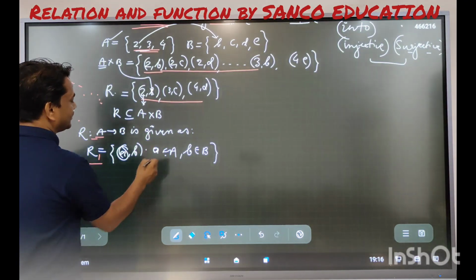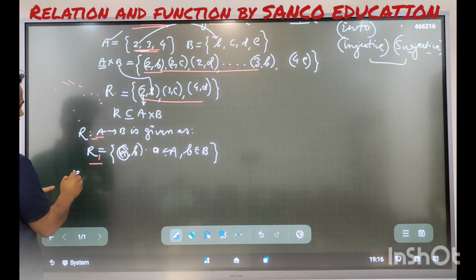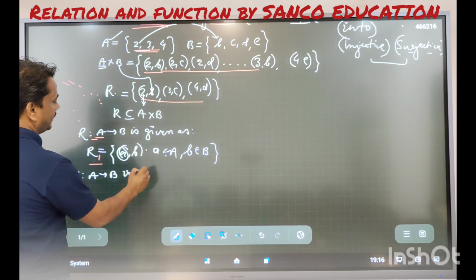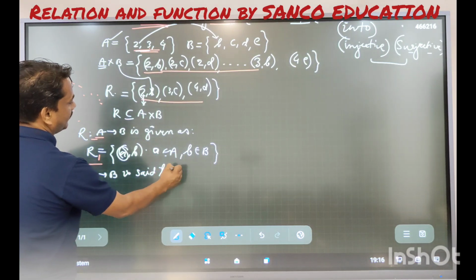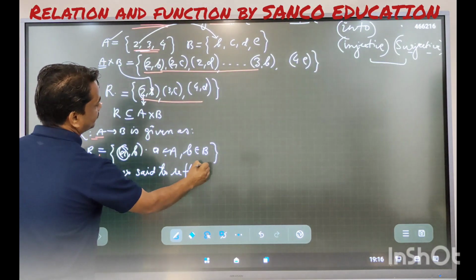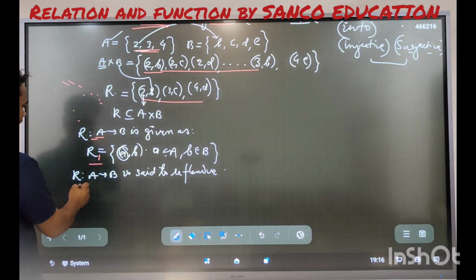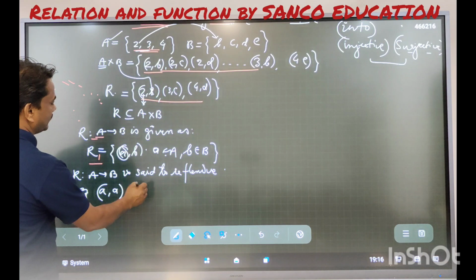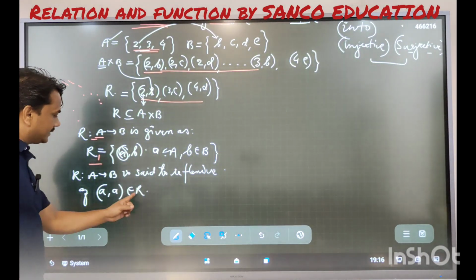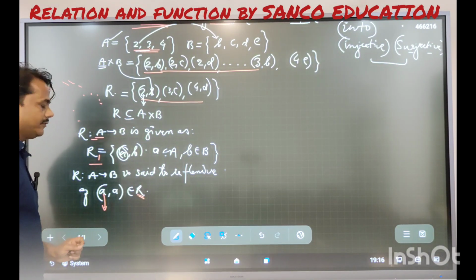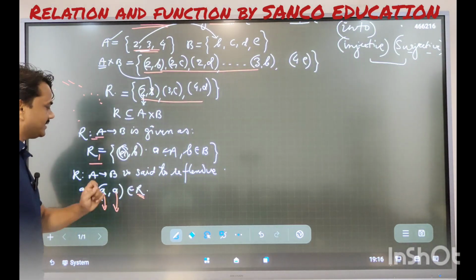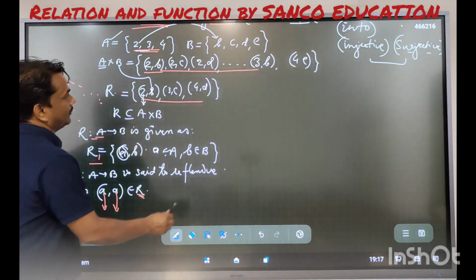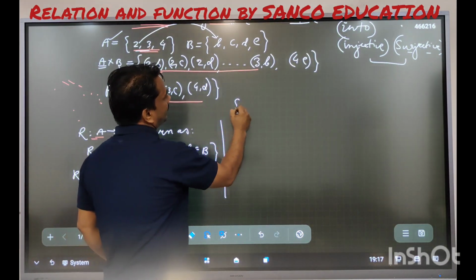So what is the reflexive relation? A relation from A to B is said to be reflexive if (a, a) belongs to R. (a, a) belongs to R means that under that relation, if we put the value domain A, it will give the image A. This is called a reflexive relation. Now the second, symmetric.